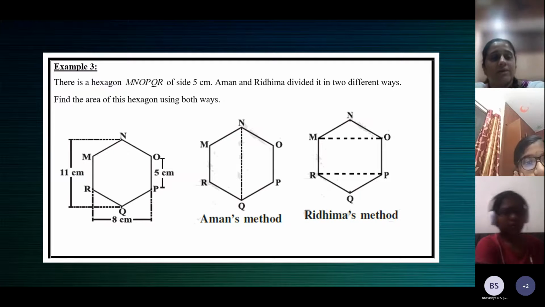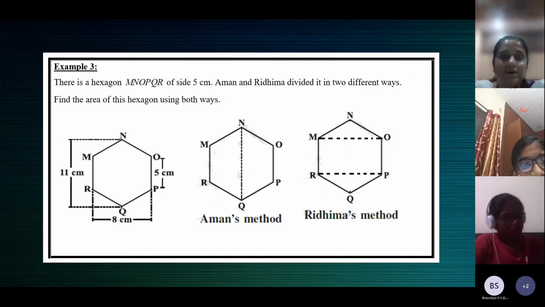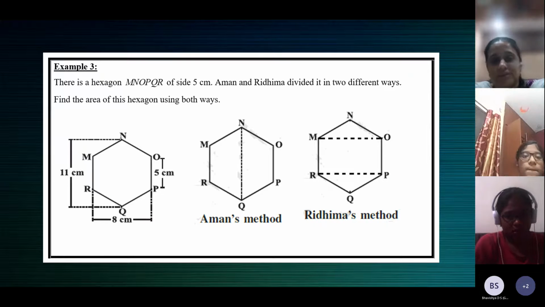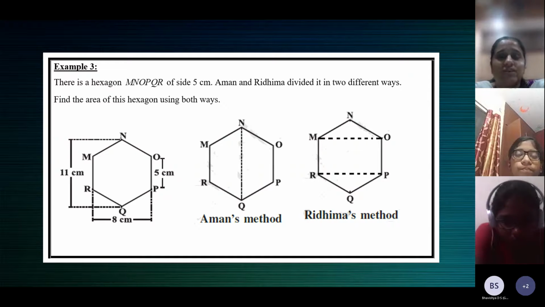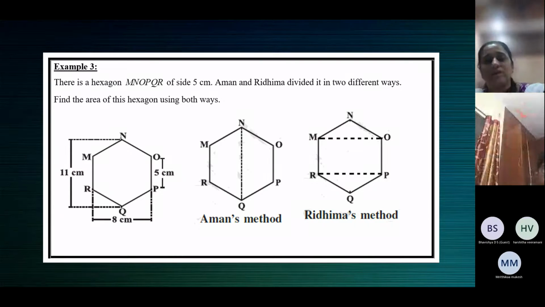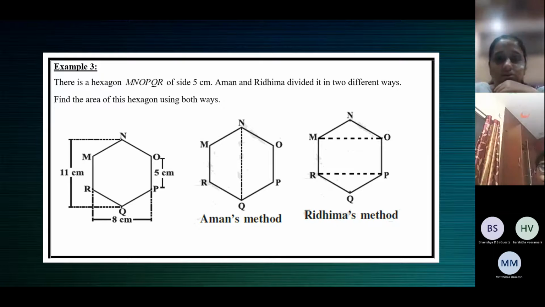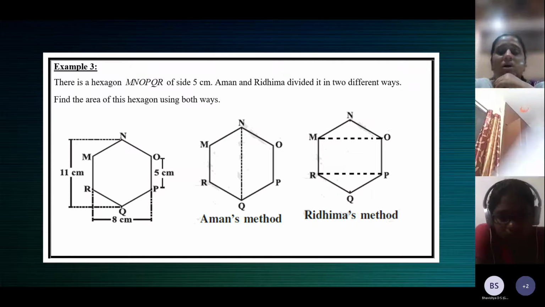Now there is a hexagon MNOPQR. A hexagon is a polygon with 6 sides. So there is a hexagon MNOPQR of side 5 centimeters. So it's a regular hexagon of side 5 centimeters. A regular hexagon is one in which all the sides are equal and all the angles are equal.